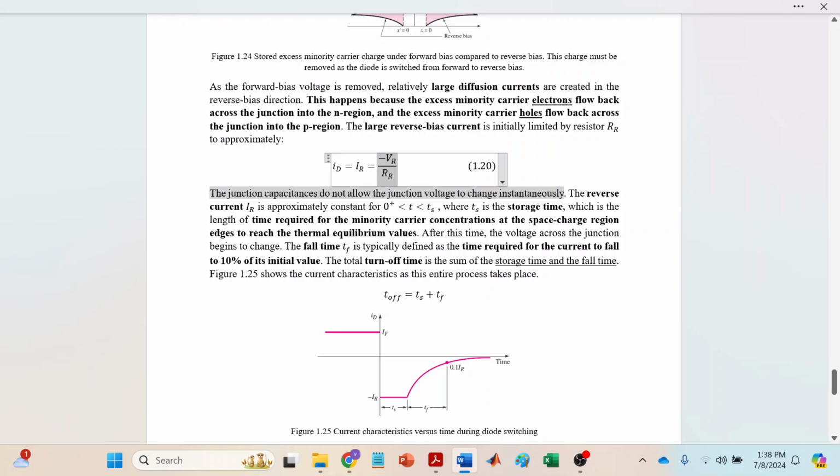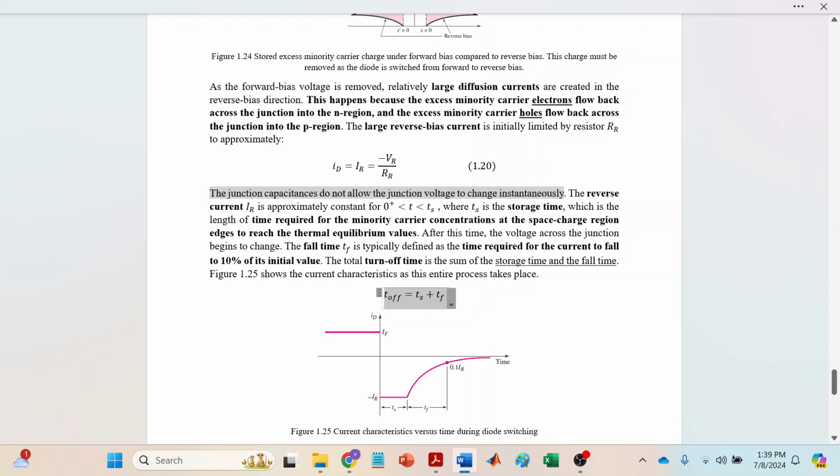We've made mention of the junction capacitance, so it doesn't allow the voltage to increase instantaneously. So this reverse current, when you are switching the diode from on to off, we've already seen that a reverse current is going to be created, and it is associated with a certain amount of time because of, one, the excess minority carriers, and two, the junction capacitance.